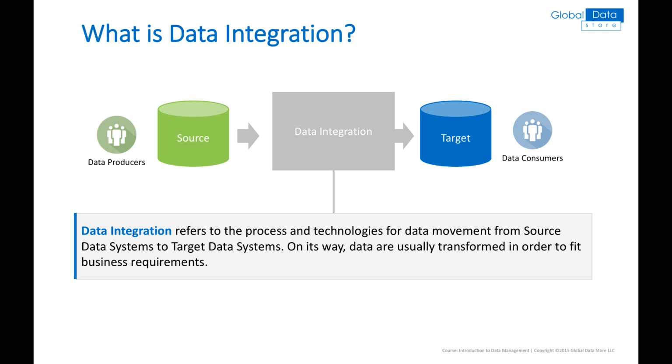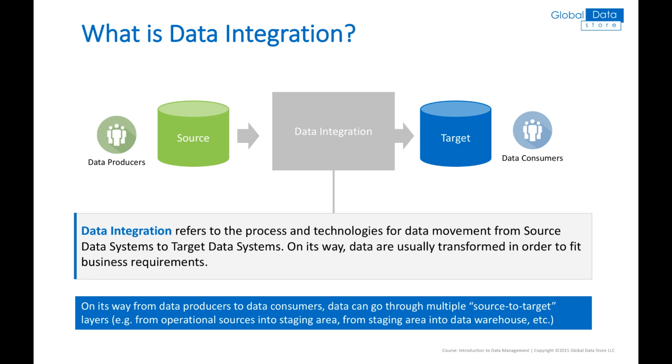Data integration refers to the process and technologies for data movement from source data systems to target data systems. On its way, data are transformed in order to fit business requirements. On its way from data producers to data consumers, data can go through multiple source to target layers. For example, from operational sources into staging area, from staging area into data warehouse, etc.